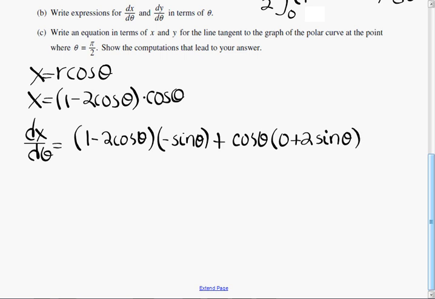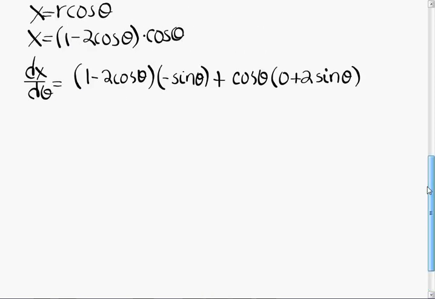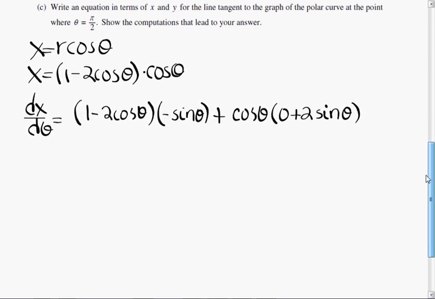Because the derivative of cosine is negative. Okay? Jared, you should be doing these problems, not sleeping. I did this a long time ago. Can you do it on your own? Can you find dy d theta?